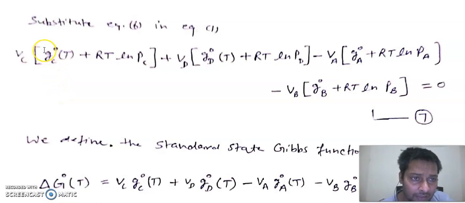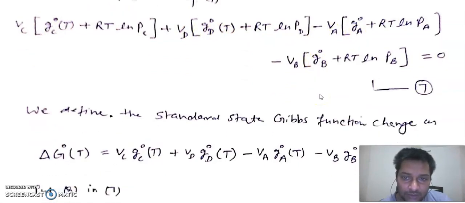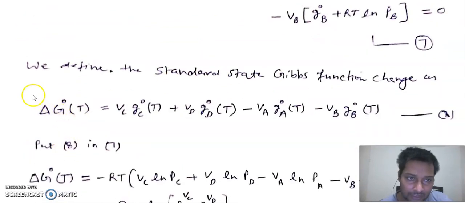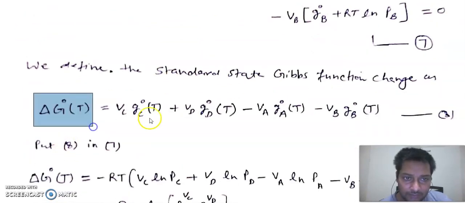Now if you combine these, Vc Gc° plus Vd Gd° plus Va Ga° plus Vb Gb°, this is the overall standard state Gibbs function. I am replacing this by this. If I combine all these Gibbs energies, this will be the standard change in Gibbs energy. Let's say this is equation 8.